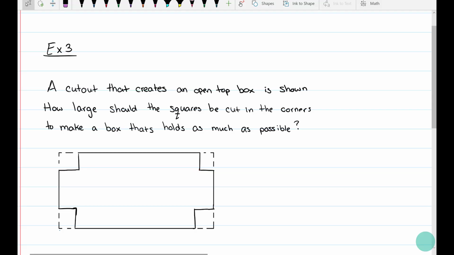Example 3. A cutout that creates an open top box is shown. How large should the squares be cut in the corners to make a box that holds as much as possible? What I mean by that is we are going to take a perfectly rectangular piece of paper or sheet metal or whatever, and we're going to cut the corners out. We're going to cut these pieces out so that when we fold these ends up, it's going to make a box.